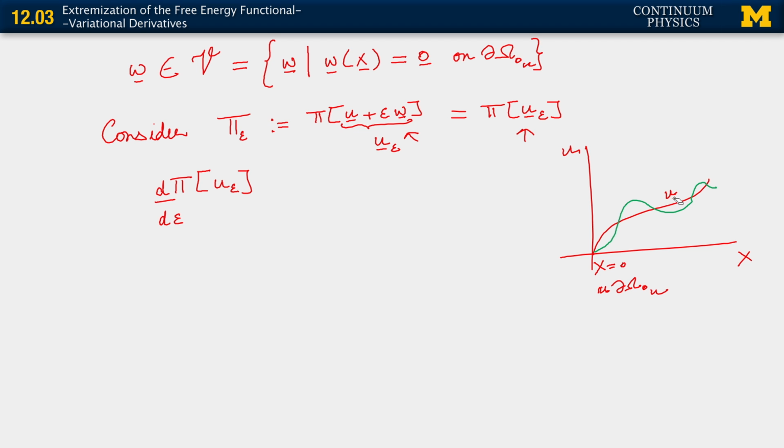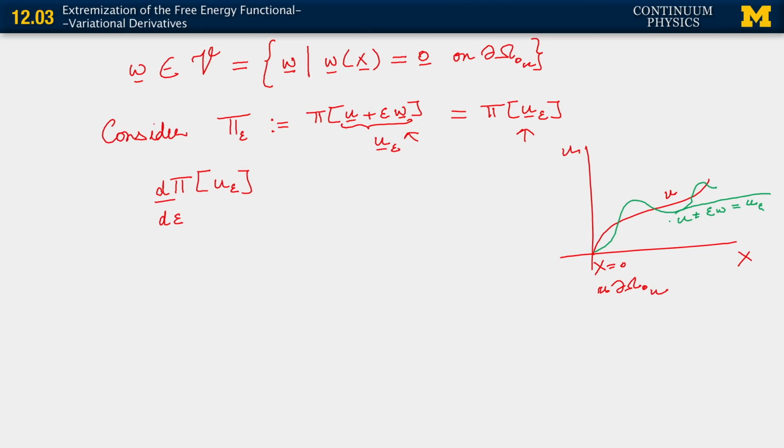Sorry, we're all in 1D, so it's a scalar, right? That is u, and the green function is u plus epsilon w, which is u sub epsilon, right? Okay, observe that that also satisfies my displacement boundary condition, right? So w indeed is equal to 0 at x equals 0, which is my displacement boundary.